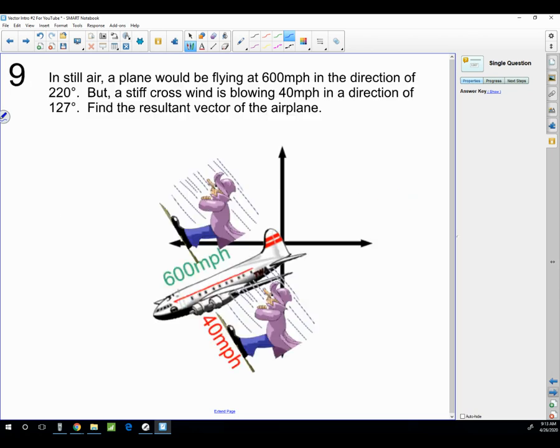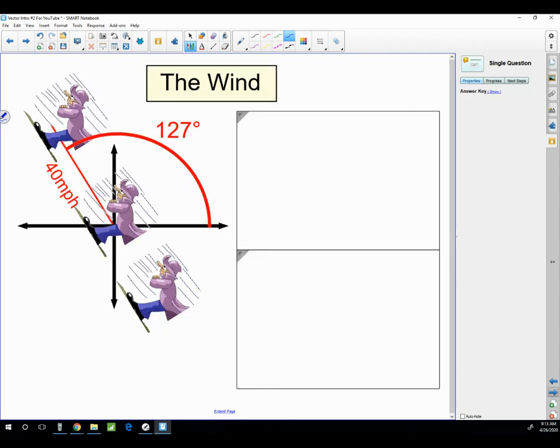All right, we have one more problem. That is going to take some time to get through. Let's read it. In still air, a plane would be flying at 600 in the direction of 220, but a crosswind is blowing at 40 in the direction of 127. It seems like we could just go 600 plus 40 is 640 and be done, but that's not the case. We've got to get it into components, both the wind and the airplane. Let's do them one at a time.